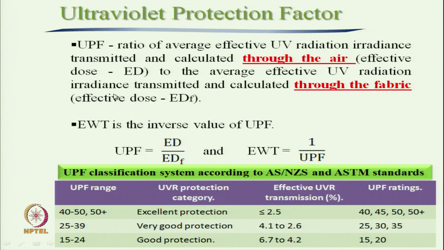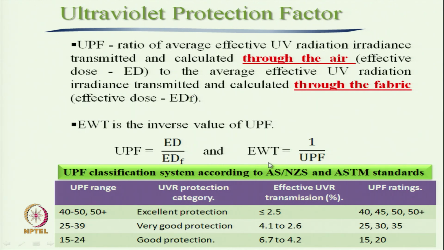So, the effective dose of the UV radiation through air is ED, and the effective dose which is coming out from fabric after absorption by the fabric is EDF. So, UPF is equal to ED by EDF, I have already explained, and EWT is the reciprocal of UPF. So, that we can also derive.